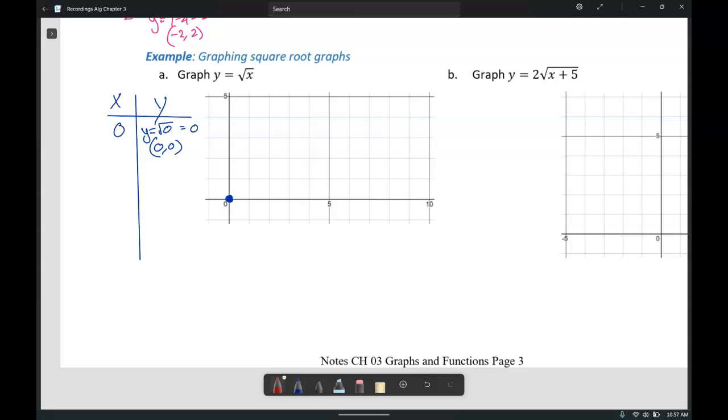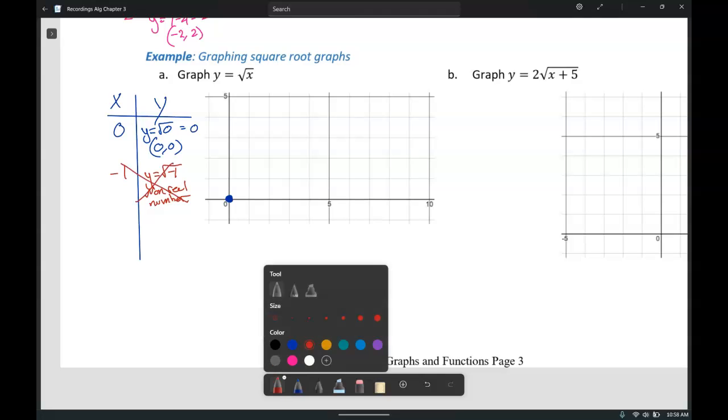Let's go ahead and go to the left. Negative 1. Y equals the square root of negative 1. Well, we can't take the square root of negative 1. The square root of negative 1 is a non-real number. The square root of any negative value is a non-real number. So our graph is not going to go to the left at all because all of these x values over here are negative. So our graph is actually only going to move in one direction. It's only going to move to the right. And so we can't do those.